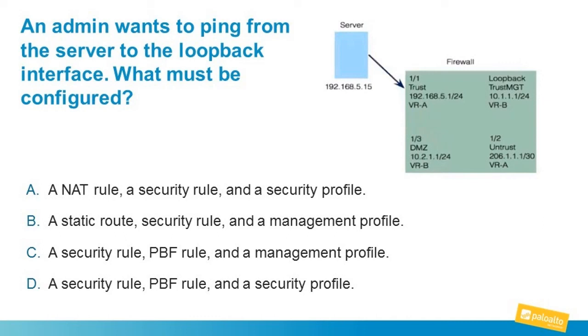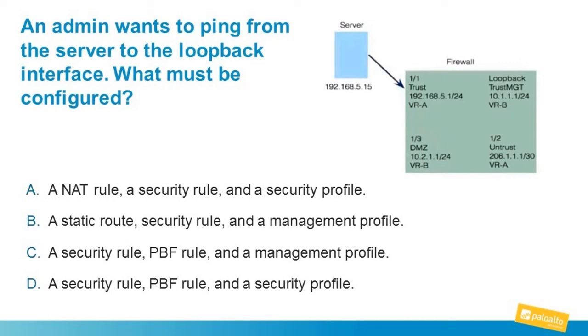If the traffic's coming from one zone to a different zone, I need a security rule. All right, so check, I do need that. If the traffic's going from one virtual router to another virtual router, I need a static route to make that happen. I need a static route actually in both virtual routers pointing in opposite directions. Otherwise, they're on separate routing tables and they can't see each other. They have no way to get to each other. Okay, so that's the second thing I need.